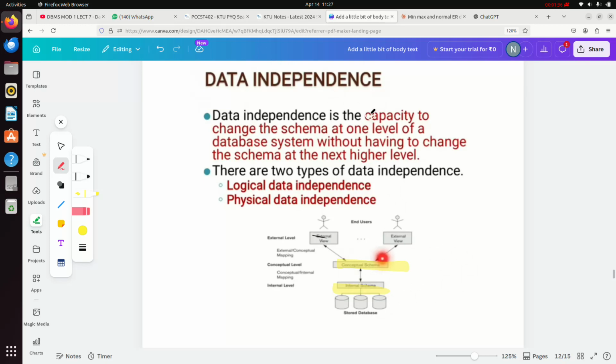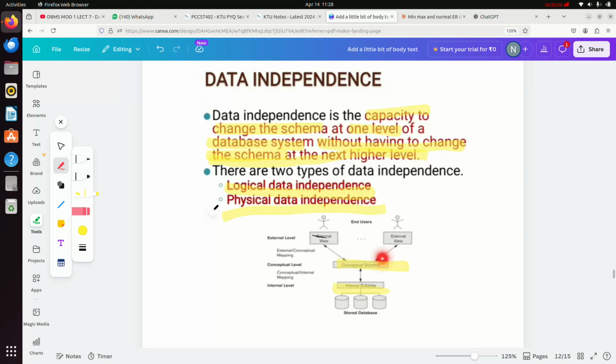So data independence is nothing but the capacity to change the schema at one level of a database system without having to change the schema which is present at the next higher level. There are basically 2 types of data independence, that is logical data independence and physical data independence.